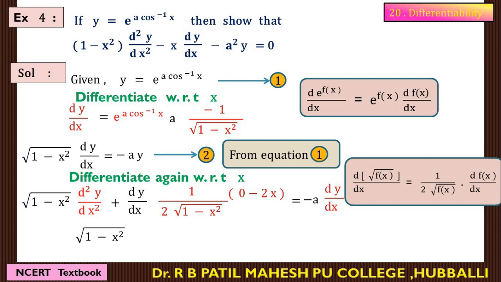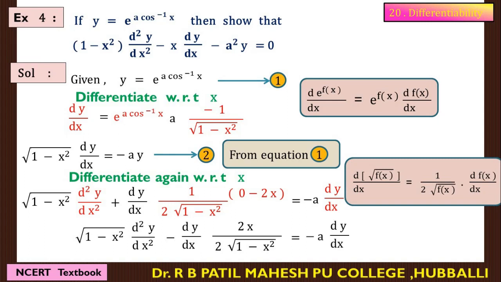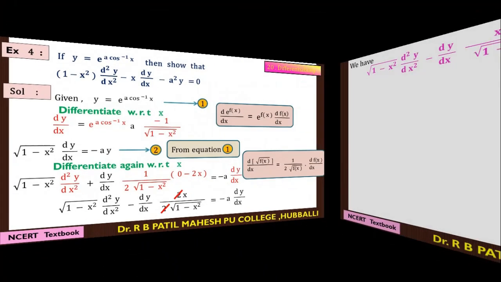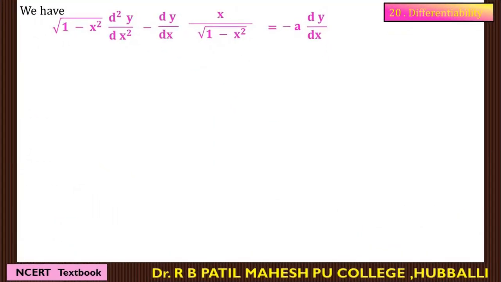So rewriting, root of 1 minus x square d square y by dx square, plus, into this minus, it becomes minus dy by dx 2x divided by 2 into root of 1 minus x square, is equal to minus a dy by dx. And here the 2 gets cancelled. Let me take the same equation.